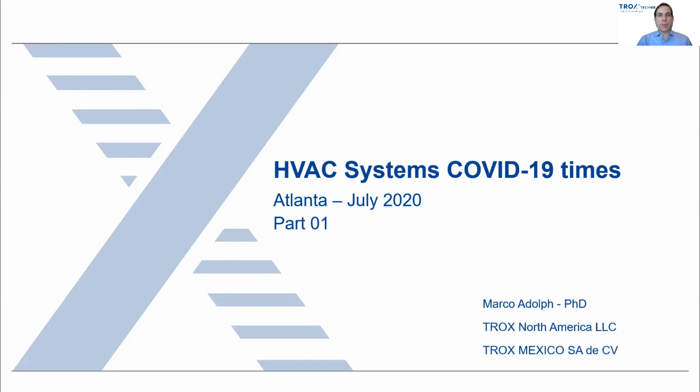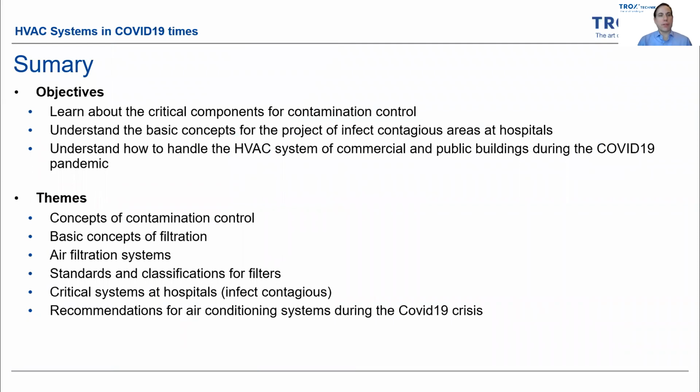The idea of this presentation is to summarize how contamination control techniques can help in the air conditioning of our buildings, and to understand the basic concept of infected, contagious areas in hospitals and what we can do in our general use buildings, like commercial and public buildings. We'll see some concepts of contamination control, filtration systems, and all the techniques that are used in clean rooms.